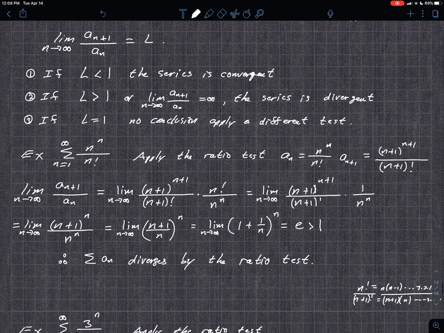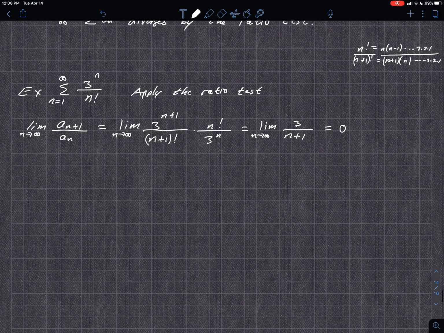So what does that say about the ratio test? It's less than 1, so therefore it converges. Therefore, the series 3 to the n over n factorial converges by the ratio test.